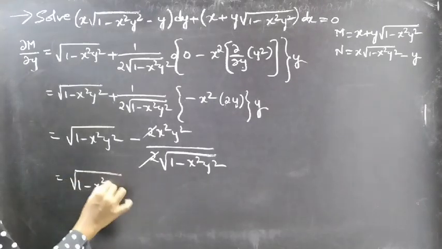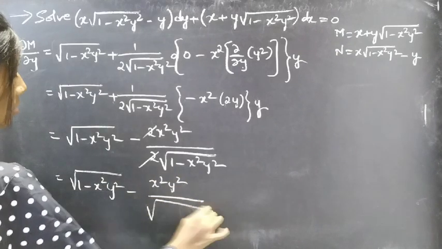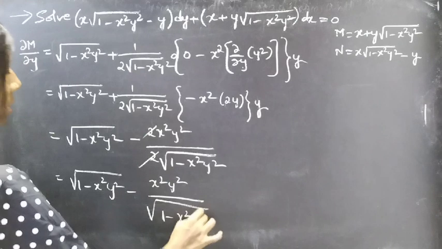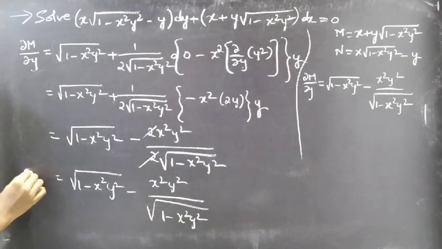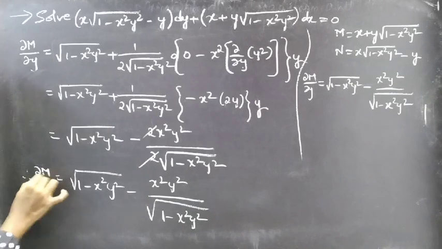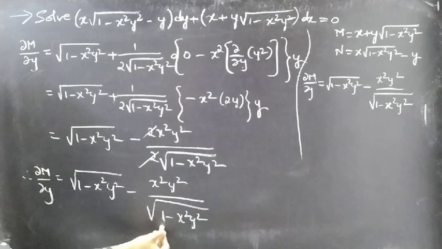square root of 1 minus x square y square minus x square y square by square root of 1 minus x square y square. Therefore, partial derivative of m with respect to y equal to square root of 1 minus x square y square minus x square y square by square root of 1 minus x square y square. Let's now find partial derivative of n with respect to x.